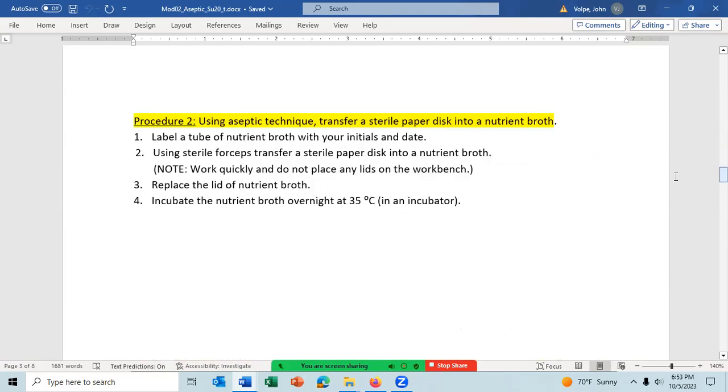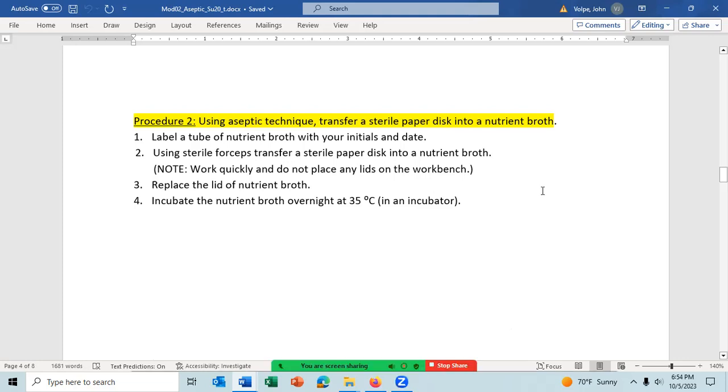In procedure 2, we have the technique here. Use aseptic technique, transferring a sterile paper disc into the nutrient broth. So the paper disc is sterile, the nutrient broth is sterile, and the forceps are well, they're clean, they're disinfected, they're not exactly sterile. We don't make the forceps red hot, otherwise you wouldn't be able to handle it.